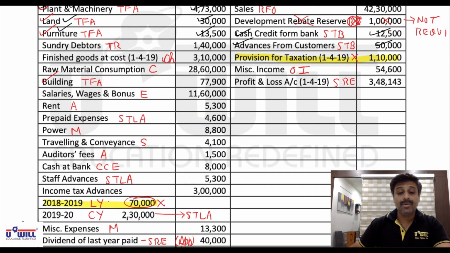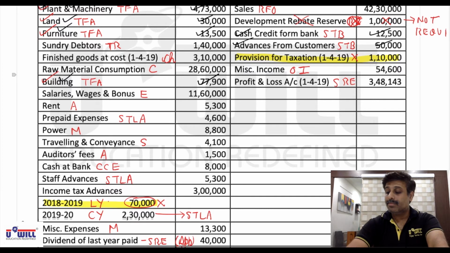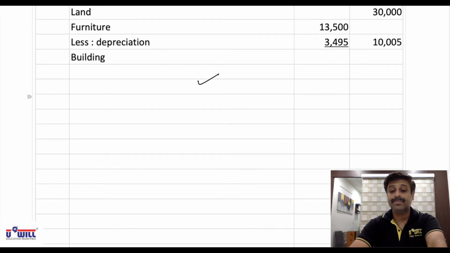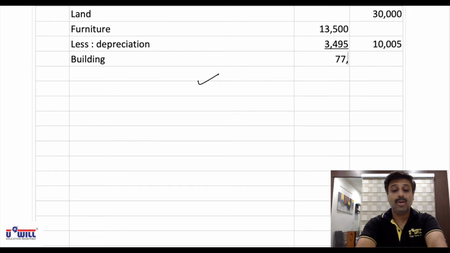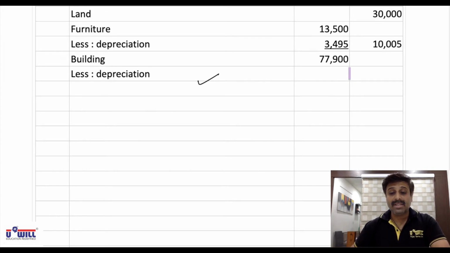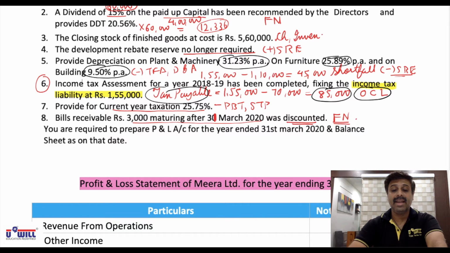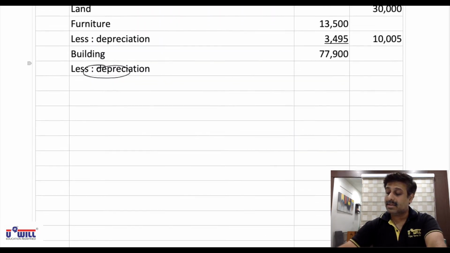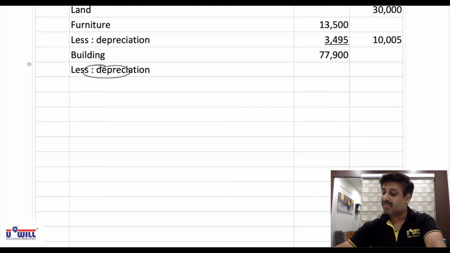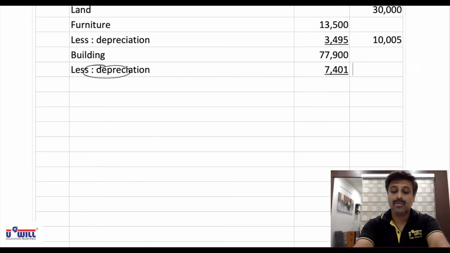Then lastly, we will have building. Building is of what value? 77,900. From that again, we will subtract depreciation. Now see the rate of depreciation on building in adjustment number 5. 9.5% per annum. So 77,900 into 9.5%, 7,400.5 means 7,401. If you minus that, you'll get 70,499.